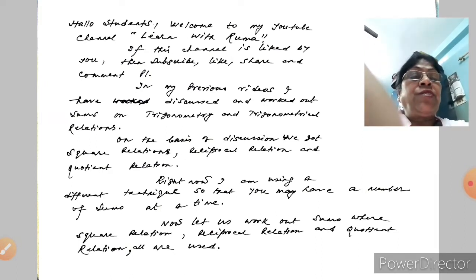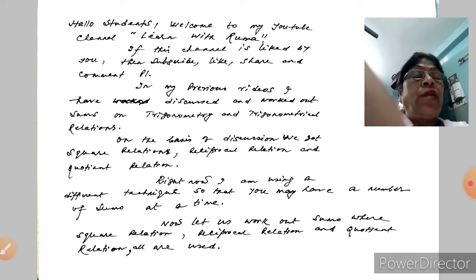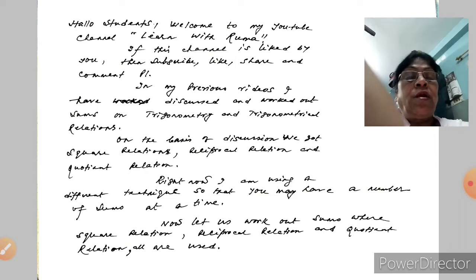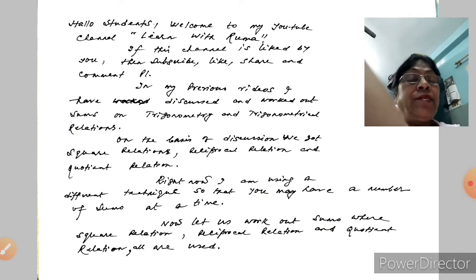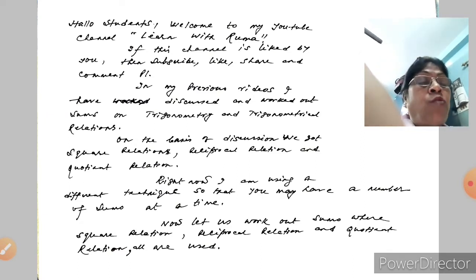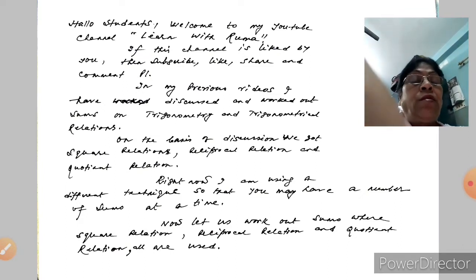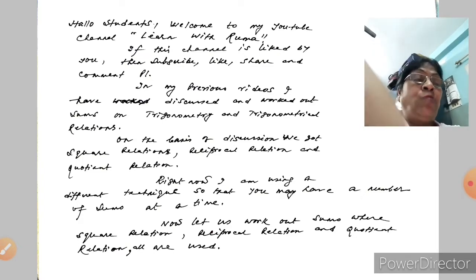In my previous videos, I have discussed and worked out sums on trigonometry and trigonometrical relations. On the basis of that discussion, we got the square relation, reciprocal relation and quotient relation. Right now, I am using a different technique so that you may have a number of sums at a time. Now, let us work out sums where the square relation, reciprocal relation and quotient relation are all used.